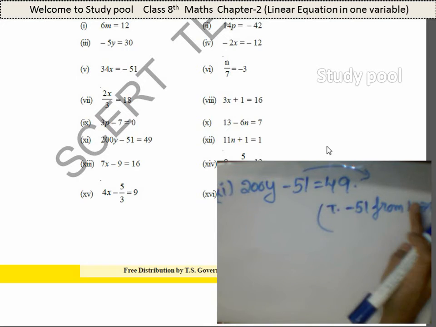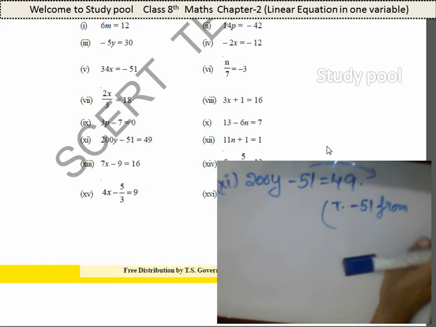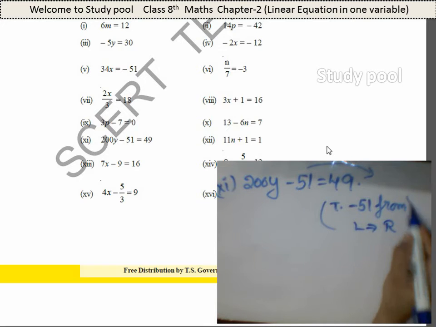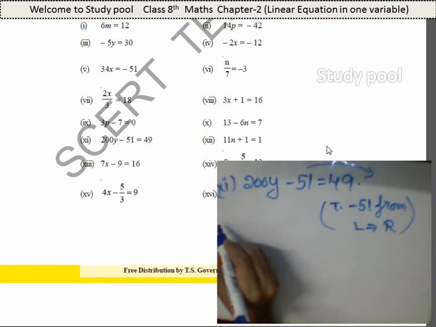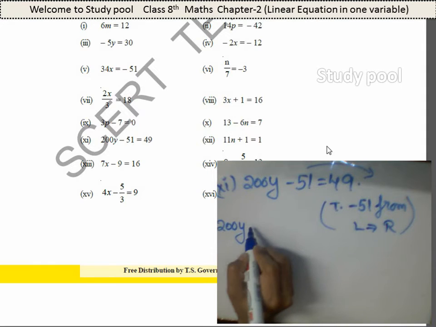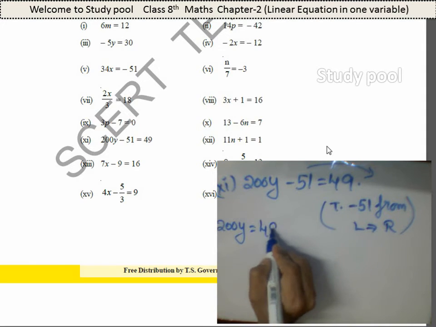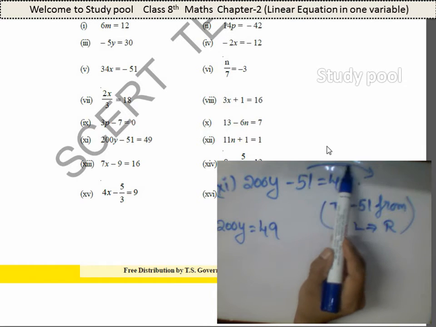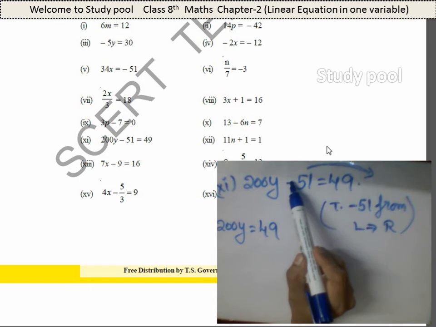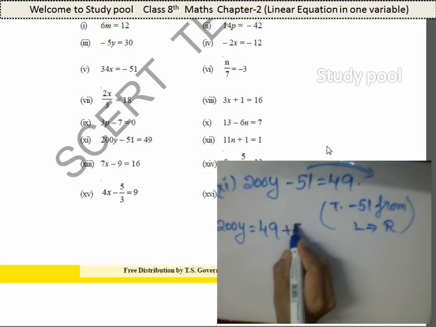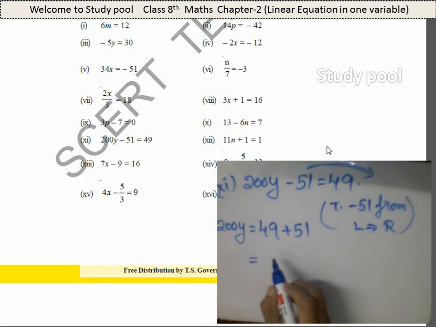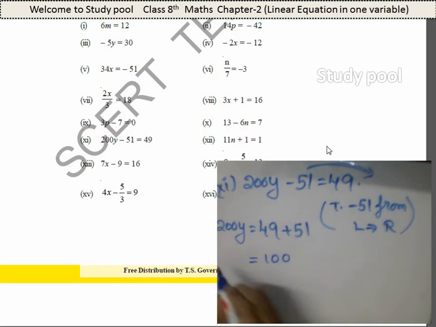I will write here LHS to RHS. Okay, now what happened then? 200y is equal to this 49. Here minus 51 is there, right? So if it transposes to RHS, minus 51 will become plus 51. Okay, now add these two, you will get 100, right? So we got 200y is equal to 100.